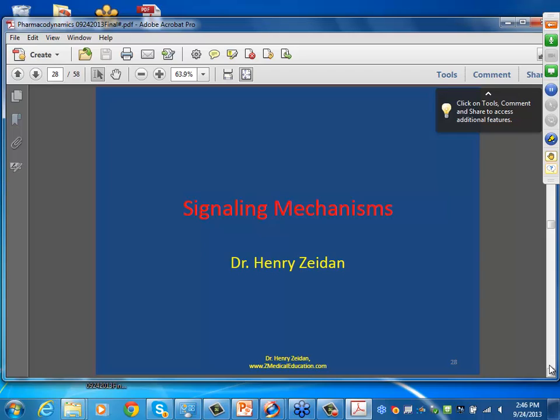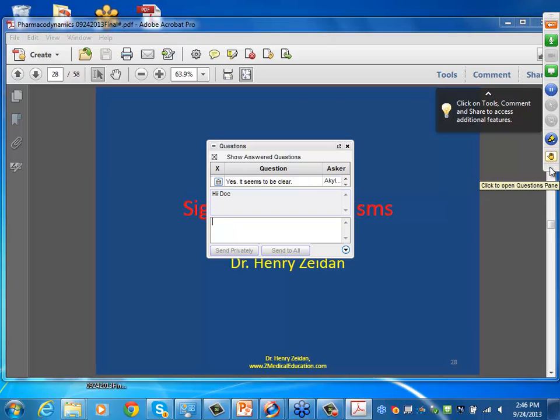With that, we very much completed definitions, receptors, non-receptors, pharmacodynamic parameters, analyzing graphs. And what's left for us is to talk about signaling mechanisms.